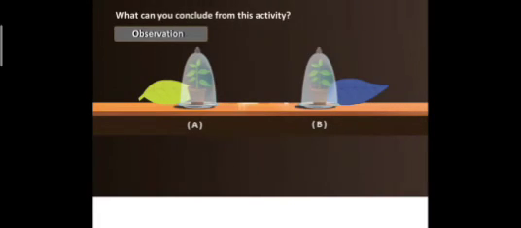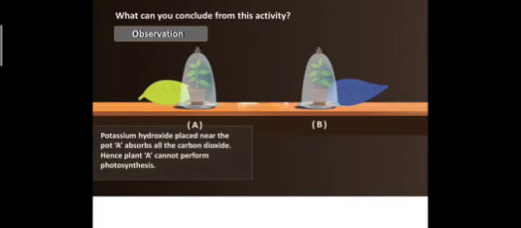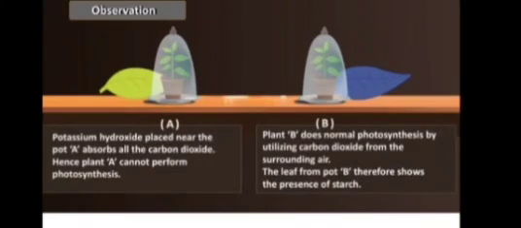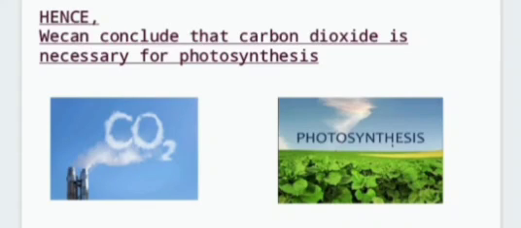What can you conclude from this activity? We can conclude that potassium hydroxide placed near pot A absorbs all the carbon dioxide. Hence, plant A cannot perform photosynthesis. Plant B does normal photosynthesis by utilizing carbon dioxide from the surrounding air. Hence, pot B shows the presence of starch in it. Therefore, by this we can conclude that carbon dioxide is a necessity for performing photosynthesis in plants.